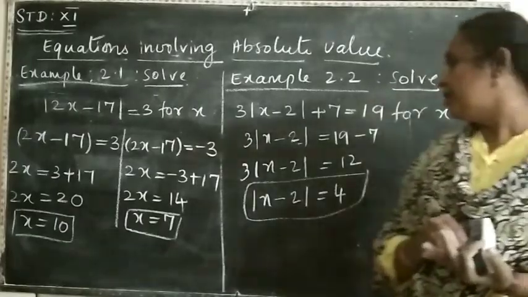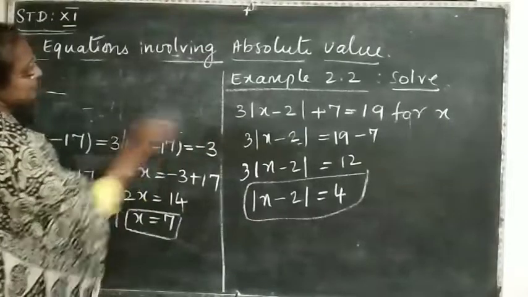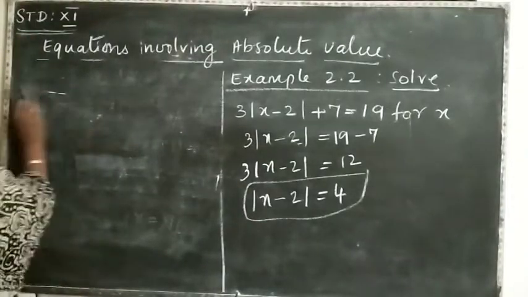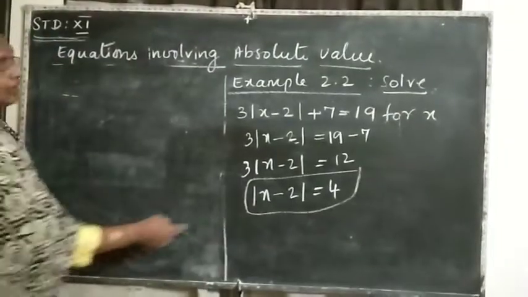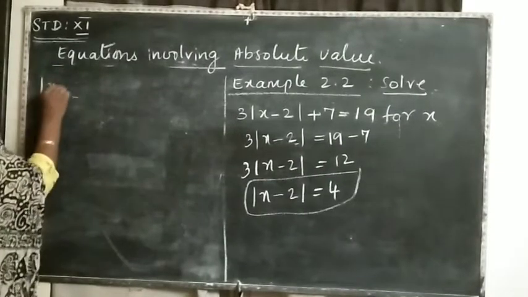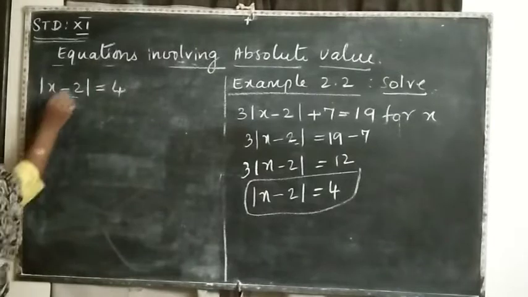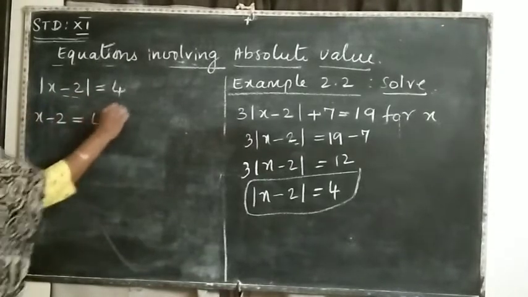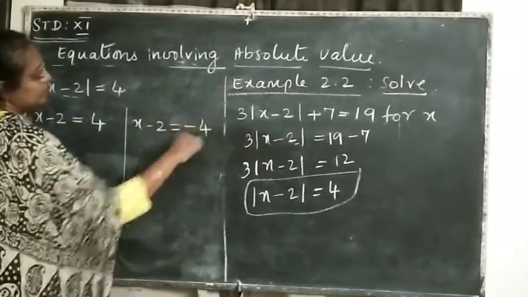Okay, so now we are going to discuss that. We are going to assume the given values. What is the given value? Modulus of x minus 2 is equal to 4. Look into this students. Modulus of x minus 2 is equal to 4. So by property I can rewrite this as x minus 2 is equal to plus 4 one option, x minus 2 is equal to minus 4 one option.